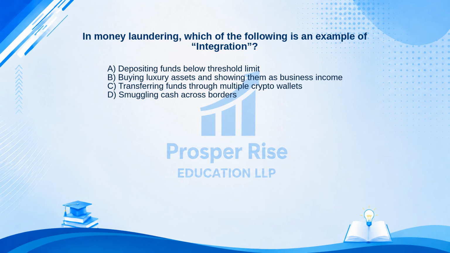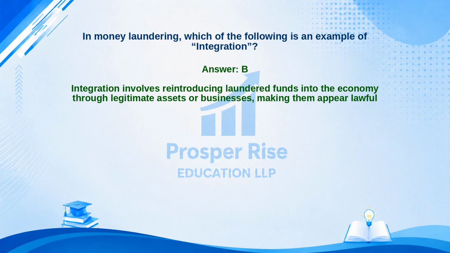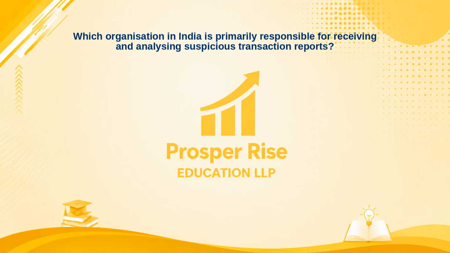Or D. Smuggling cash across borders. Take a moment to pause the video and decide. The correct answer is Option B. Let's see why. Integration involves reintroducing laundered funds into the economy through legitimate assets or businesses, making them appear lawful. Moving on to the next one.